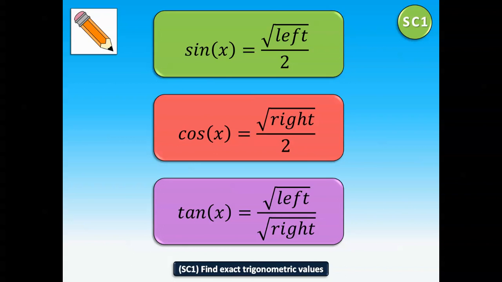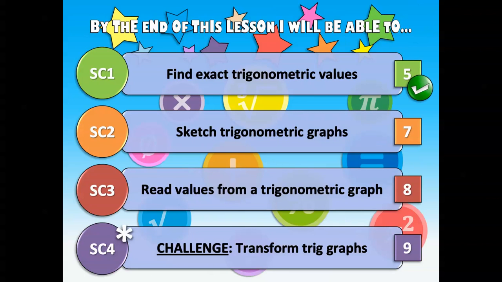So sine x is the square root of fingers on the left over 2. Cos x is the square root of fingers on the right over 2. And tan x is the square root of fingers on the left over the square root of fingers on the right. And now we've completed success criteria 1.